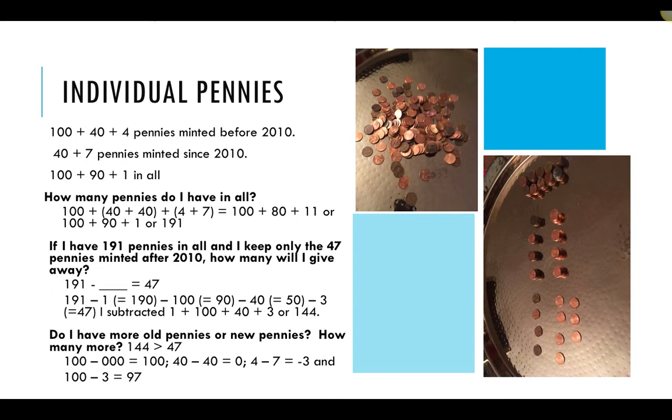So the question is, I start with 191 and I end with 47. How many do I give away? So look, I could start counting down. 191 minus 1 is 190. I could take away 100, and that would get me to 90. I could take away 40, and that would get me to 50. And I could take away 3, and that would get me to 47.